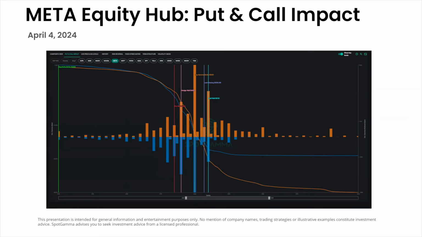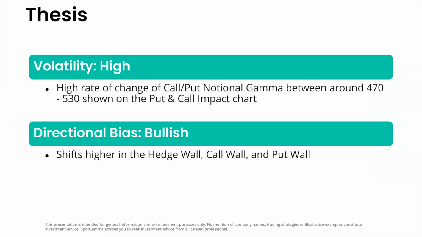Based on this information, the shifts in the key gamma levels, and the graphical views of gamma, I develop a thesis for the day. Here's my thesis for this case study. First, I was looking for high volatility. That's based on the high rate of change of call and put notional gamma between around 470 and 530, shown on the put and call impact chart. Also had a bullish directional bias that was based on the shifts higher in the hedge wall, call wall, and put wall. Bottom line, I was looking for a higher volatility day.